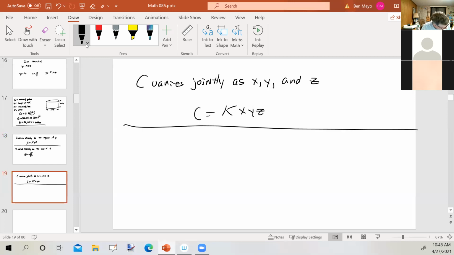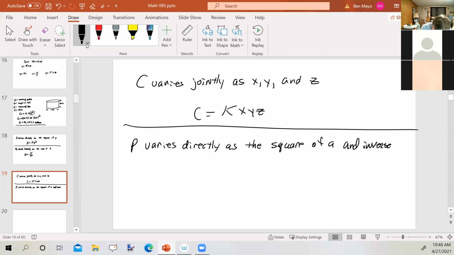This one has a combination of things. It says P varies directly as the square of A and inversely as the cube of J. So we've got two things going on. P equals KA squared over J cubed. It's varying directly as A squared, or the square of A, and inversely as the cube of J. So we can have direct variation and inverse variation going on at the same time.